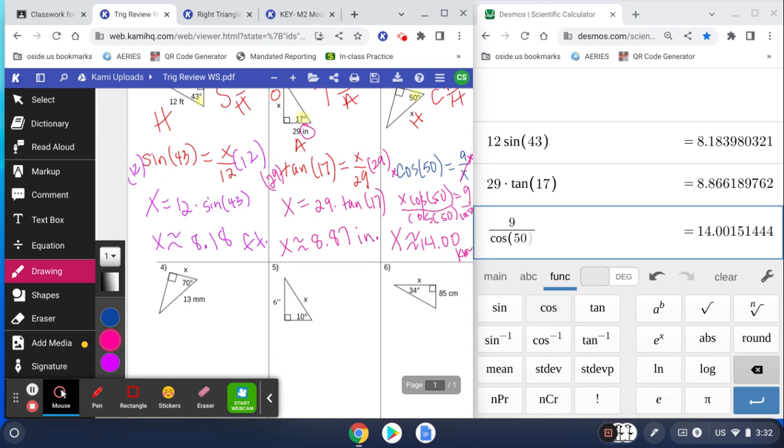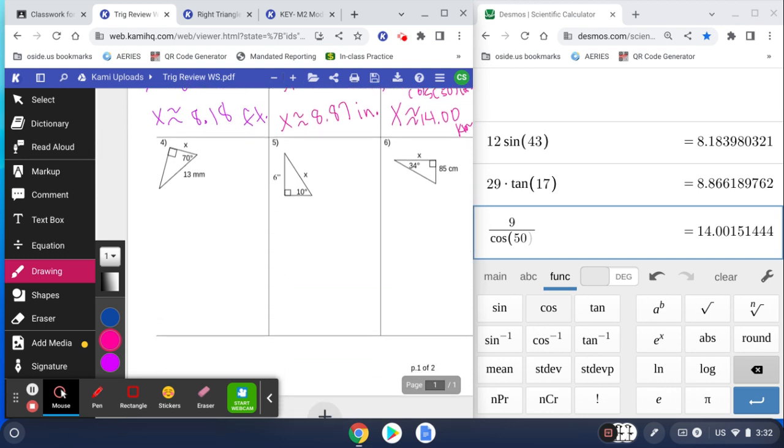Okay, how are you doing on guessing these trig functions? Are you getting any better? Okay, pause the video and try number 4. Let's see how you do.